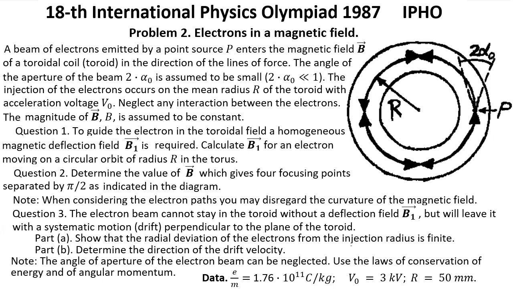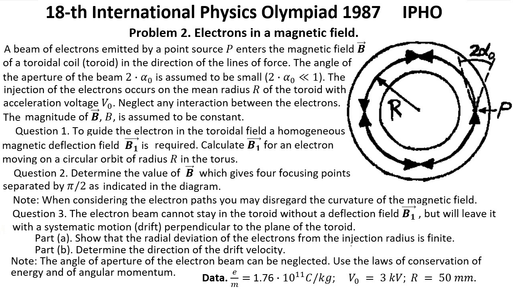Problem 2. Electrons in a magnetic field. A beam of electrons emitted by a point source P enters the magnetic field vector B of a toroidal coil, toroid, in the direction of the lines of force. The angle of the aperture of the beam, 2α0, is assumed to be small, 2α0 much less than 1.